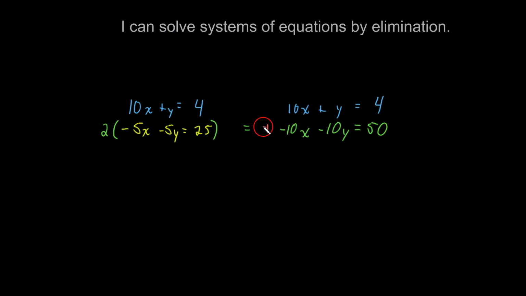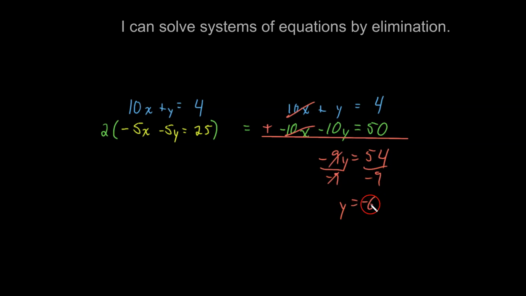And now we can add these two equations together. And that will eliminate our x's. 10x plus negative 10x would be 0, so those are eliminated. Y plus negative 10y would be negative 9y equals 4 plus 50 is 54. And divide by negative 9. Divide by negative 9. And we get y is equal to negative 6.